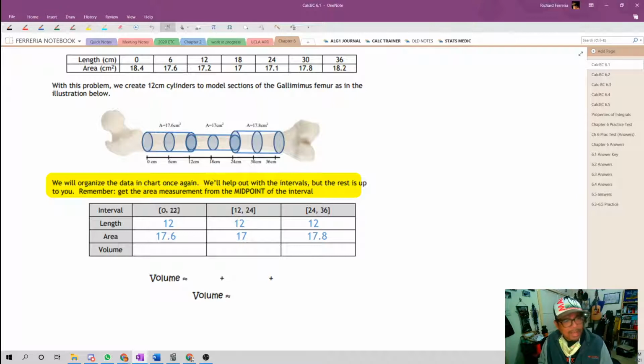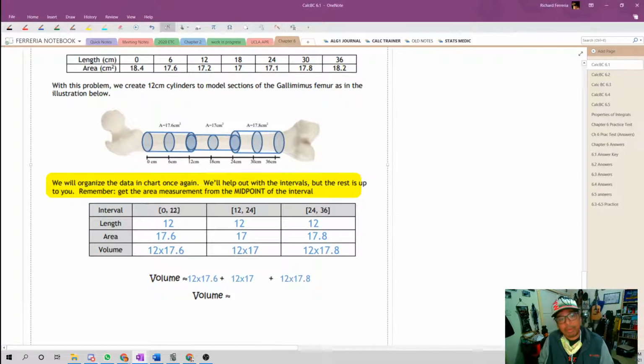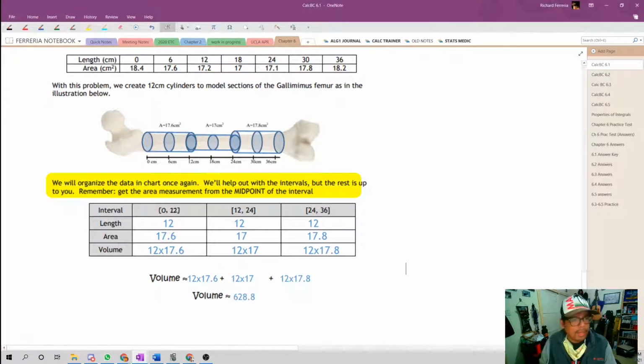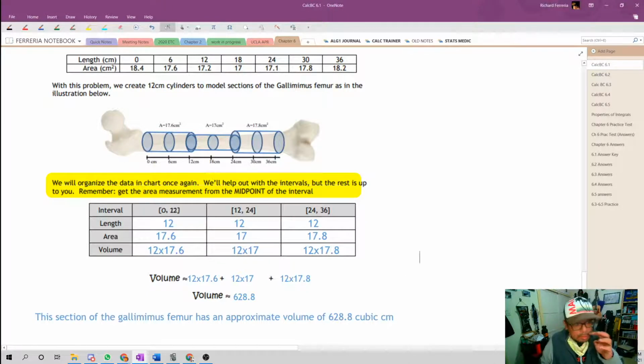So let's go ahead and get those volume expressions. Just like before, it's just a straight multiplication of the length and then the function. In this case, the function is the cross-sectional area. Write down the sum of the products. And that gives us 628.8 volume. And so this section of the gallimimus femur has an approximate volume of 628.8 cubic centimeters. Not bad.